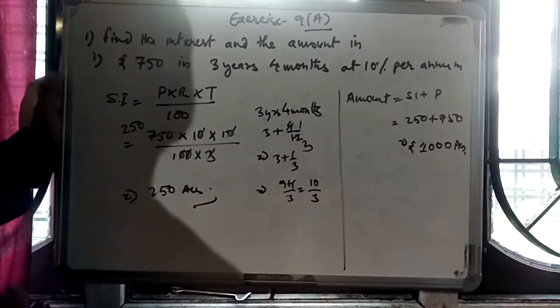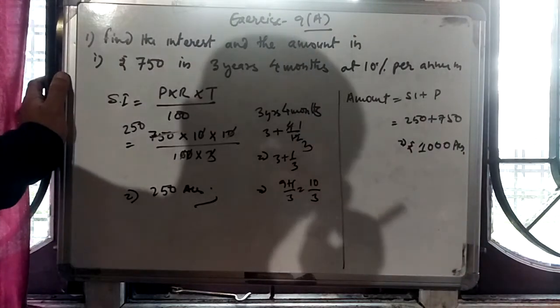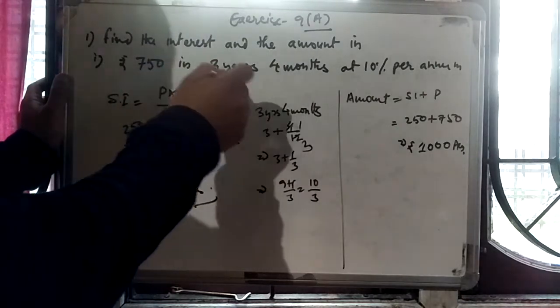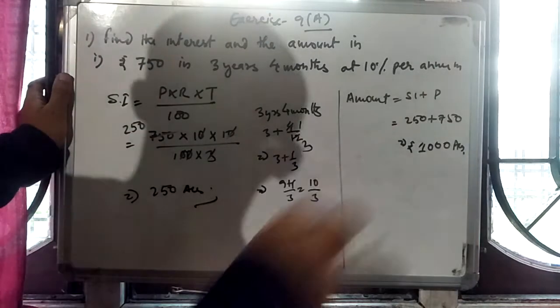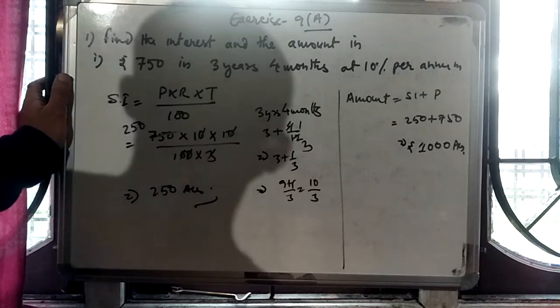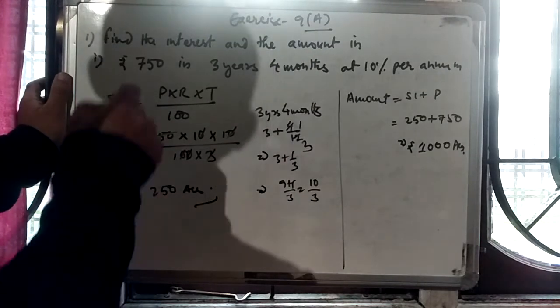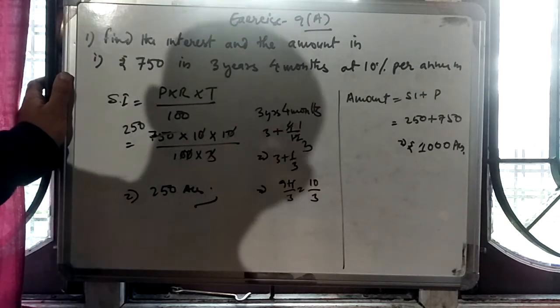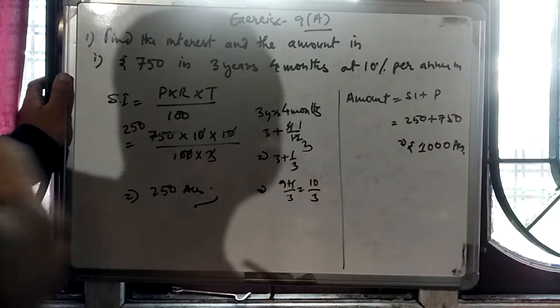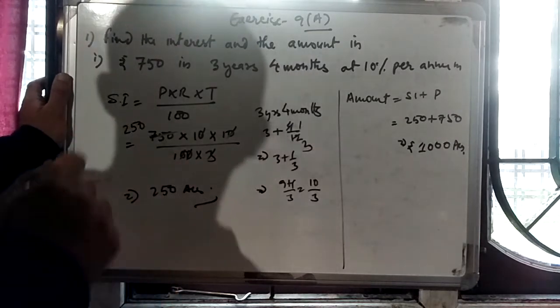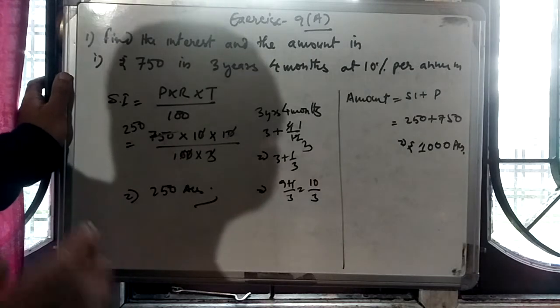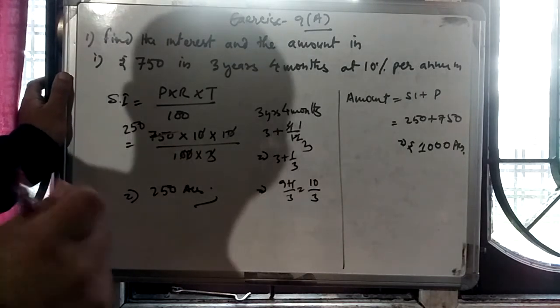Understood? Now we'll start with the first question, that is: find interest and amount on rupees 750 in 3 years 4 months at 10% per annum. So here, what is written is rupees 750 in 3 years. That means it is started with 750. So whenever something is started with the first money, that is called the principal.